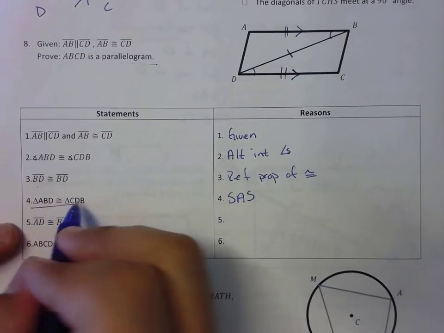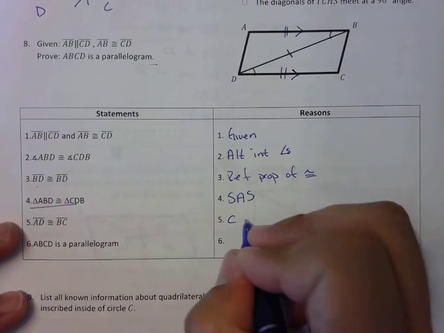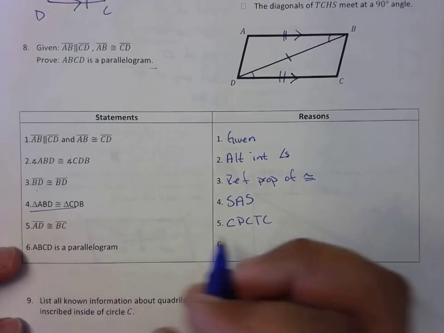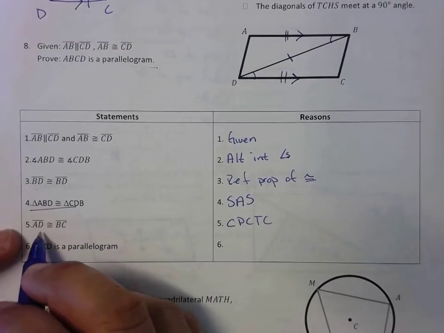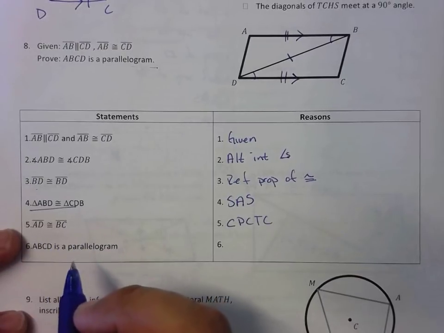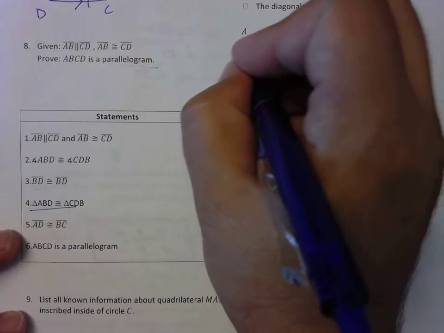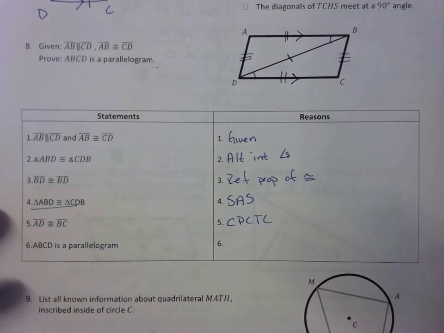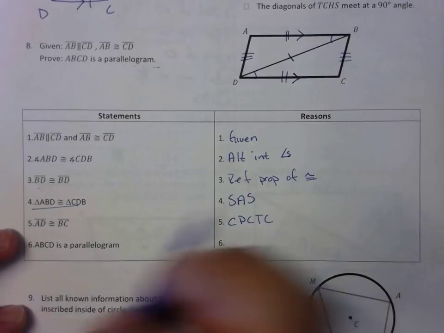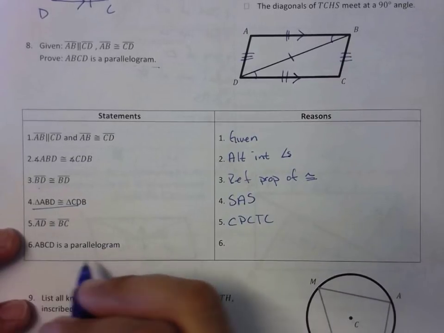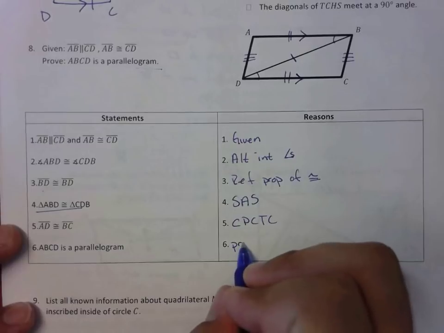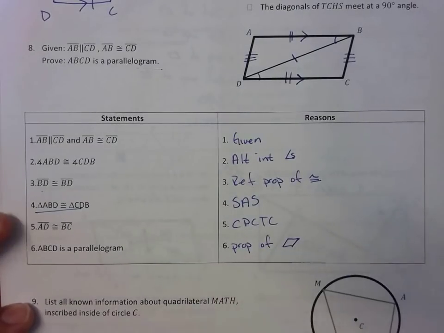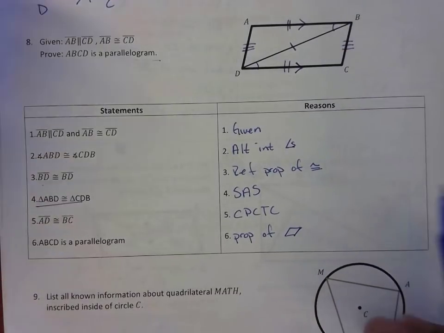As soon as you have this and you have another step, your next step is automatically CPCTC, which tells you that AD is congruent to BC. And now ABCD is a parallelogram. Properties of parallelogram. Parallelogram opposite sides are congruent.